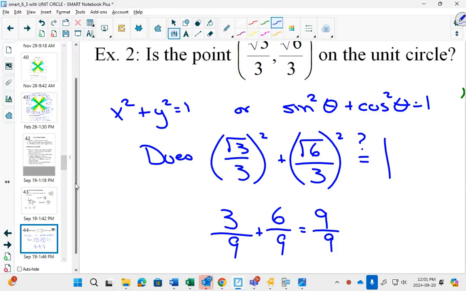Will it tell us when we can use calculators and when we can't? Yes. So on your exam, there's a calculator section and a non-calculator section. Same thing for tests. I'll have a calculator section and non-calculator section. So the answer to this one is yes. It is on the unit circle.